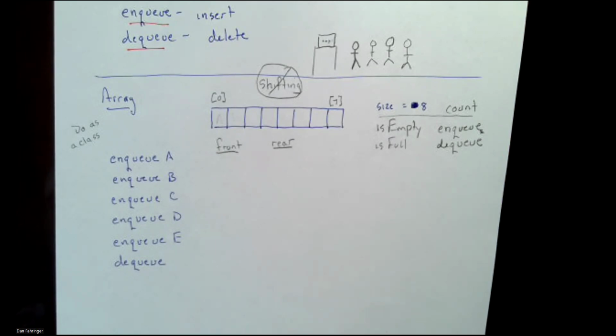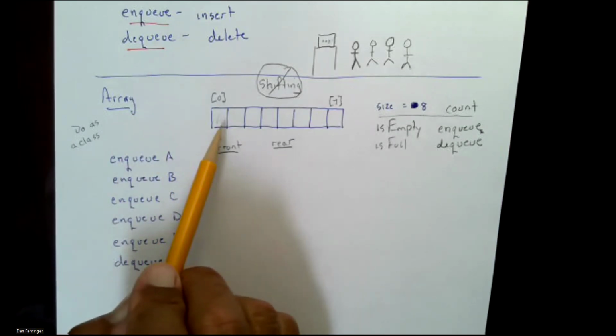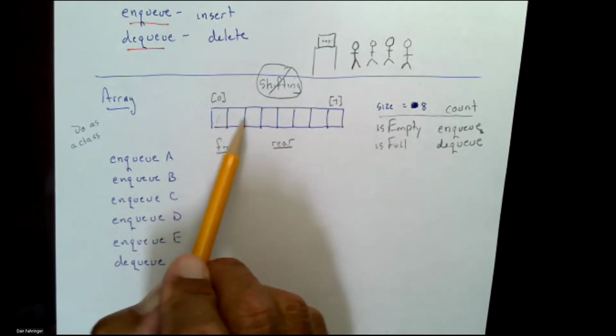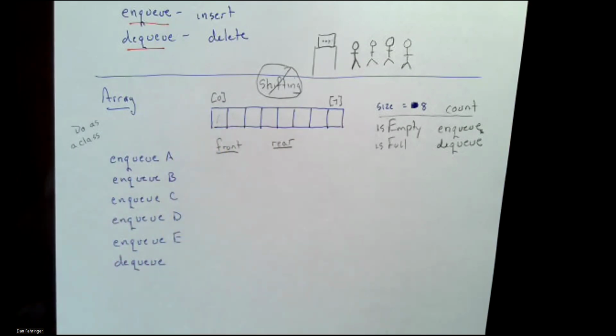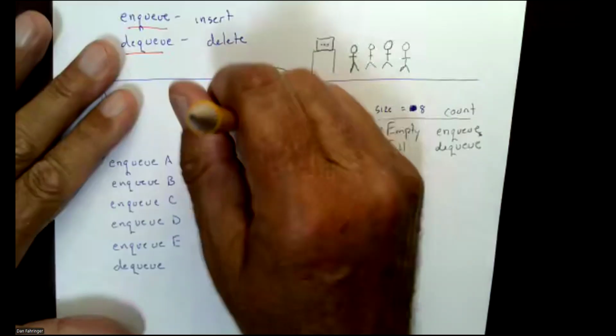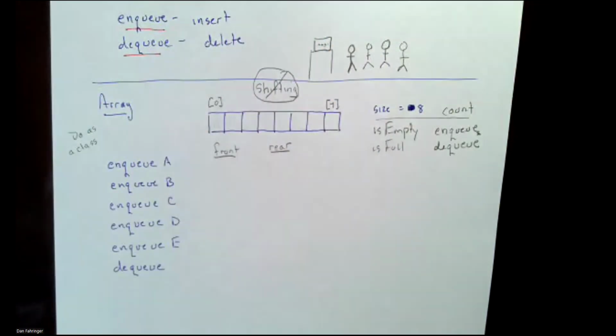At the start of all this, where would I put front? 0. Is there something in there? No. Where A is, once we NQA, I think I'd like the front to be.